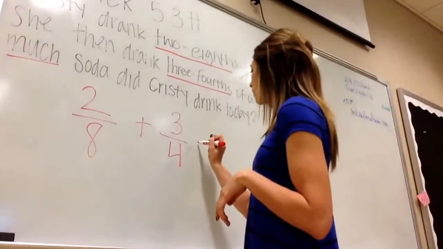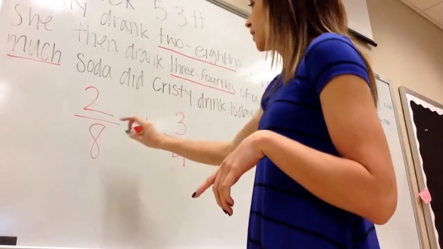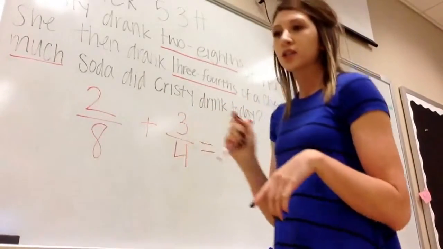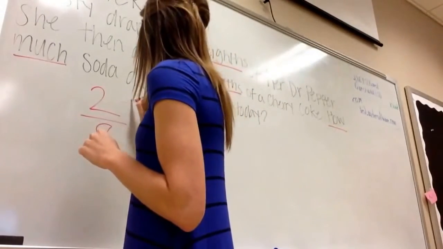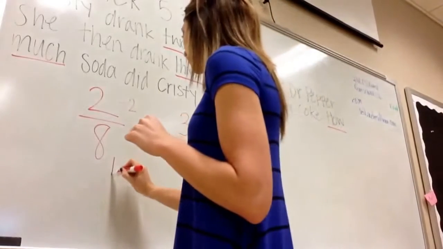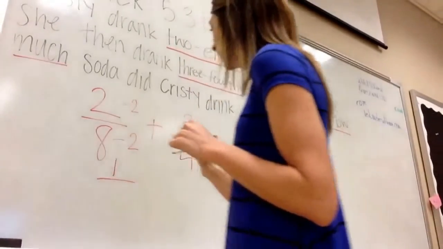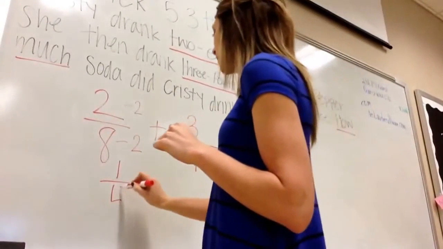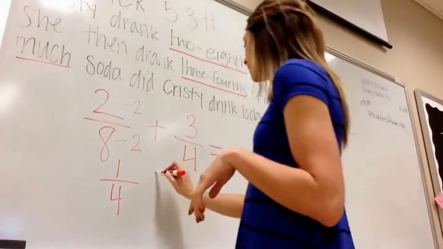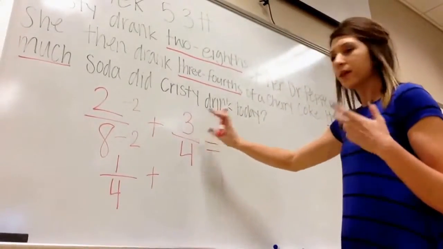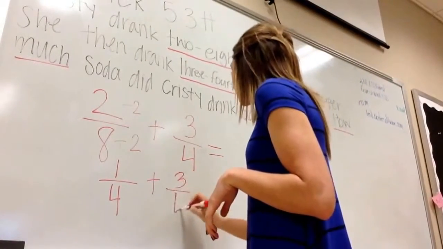So the first thing that we should do is simplify or reduce our fractions. So we know that 2 can go into 8. But the question is, how many times can 2 go into 8? So 2 divided by 2 is, great job, it is 1. And 8 divided by 2 is, awesome job, it is 4. So we have 2/8 simplified or reduced is 1/4. Plus, let's look at 3/4. Can 3 go into 4? No. So let's go ahead and just bring that 3/4 down right here.